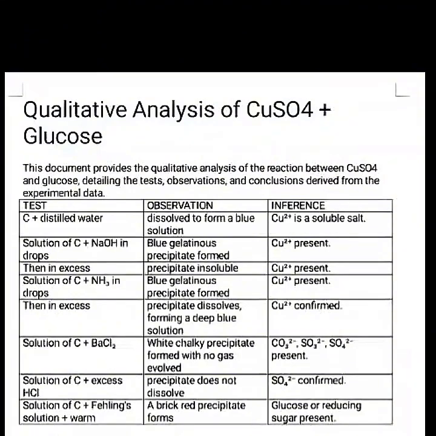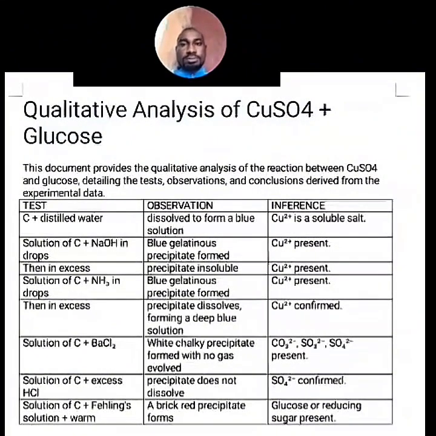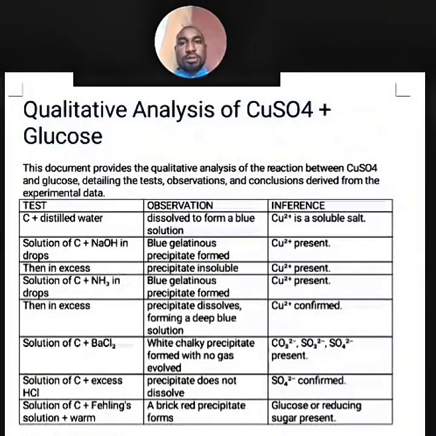Chemistry practical. So this qualitative analysis is just a mixture of copper sulfate and glucose. You mix the two salts in their right proportion, maybe 1:1. Just mix them and we start. So we want to look at the observation and inferences of these two mixed salts.